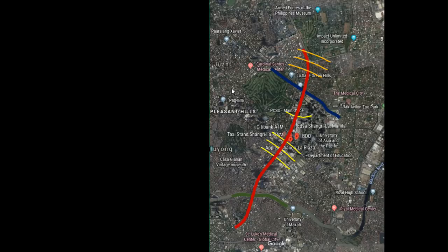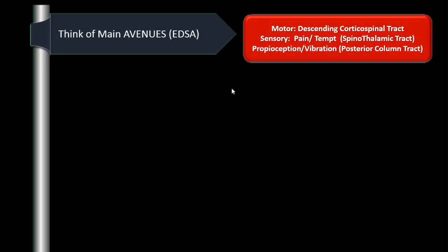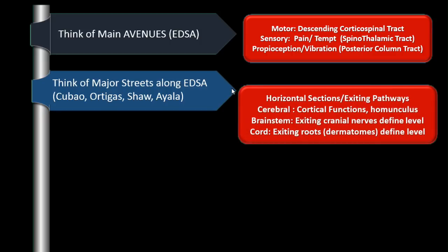Okay, you look: are there intersections of long tracts and shorter motor or sensory nerves? Again, trying to summarize that. Think of main avenues. There you have the motor, the sensory, proprioception and vibration fibers. Think of the major streets along EDSA like Cubao, Ortigas, Shaw, Ayala. These are the horizontal sections or the exiting pathways.